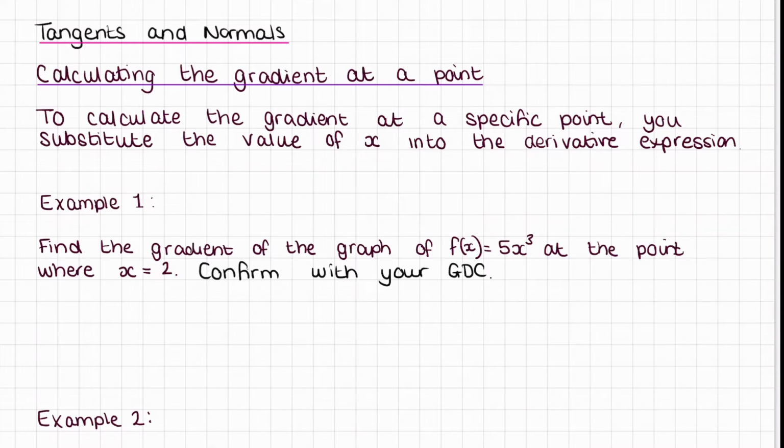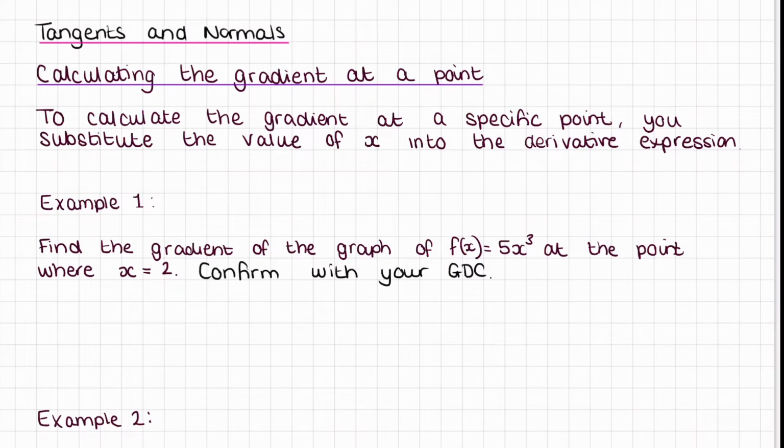To calculate the gradient at a specific point, we need to substitute the value of x into the derivative expression, because remember our derivative equation is our equation for also finding the gradient. So nice and easy, first example: find the gradient of the graph of f(x) = 5x^3 at the point where x = 2. And then we're going to confirm this with our graphics calculator. So we'll do a graphics calculator straight away with this one, then all the rest will be at the end.